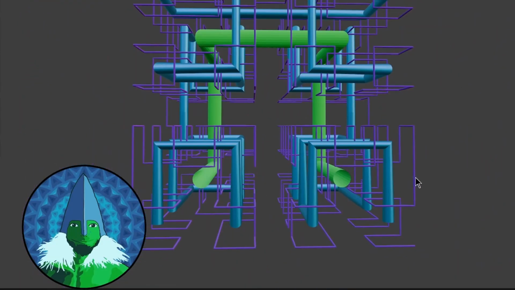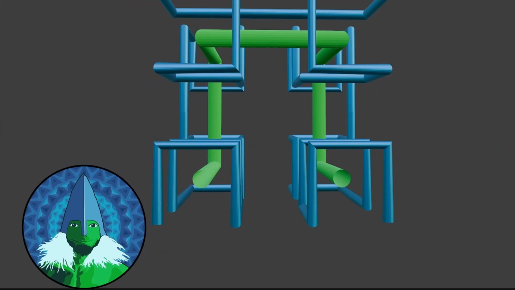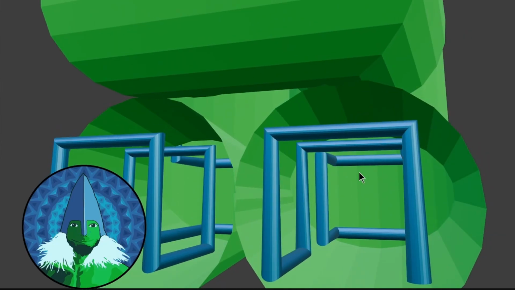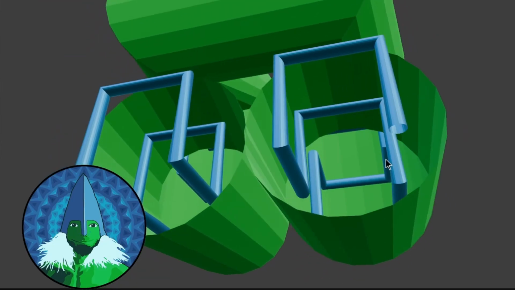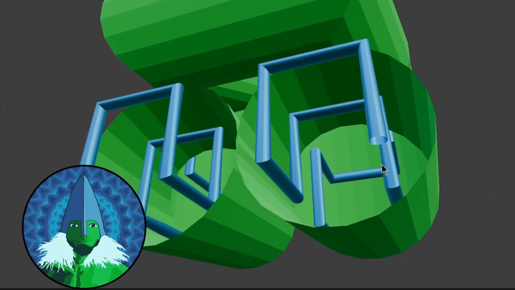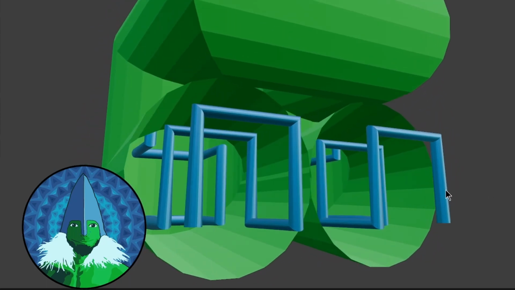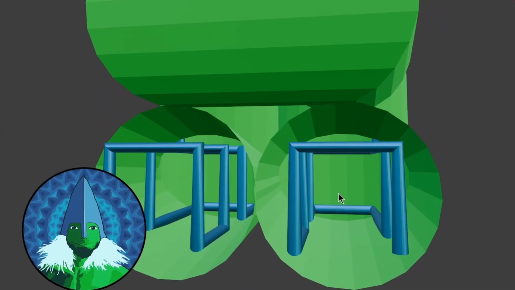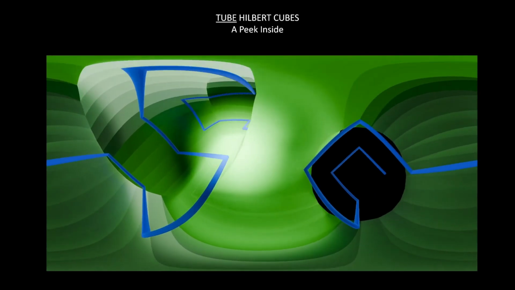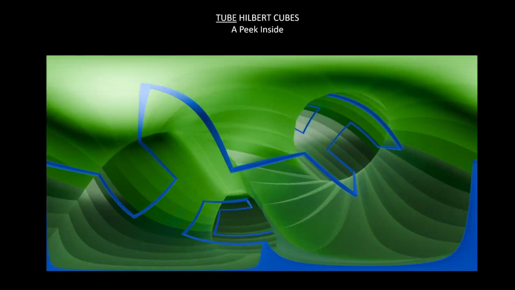There's also another very fascinating thing about this. So if I go ahead and take the order 1 and scale it, you'll see that the order 2 Hilbert curve fits inside of it perfectly, like a nested helical structure that comes through both ends. A peek inside the tube.